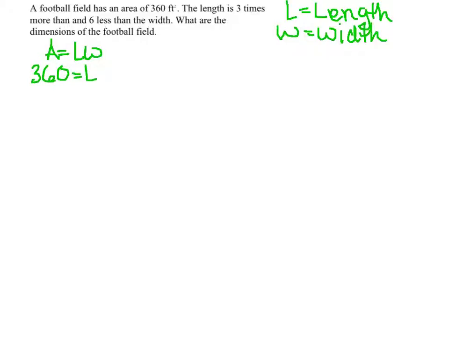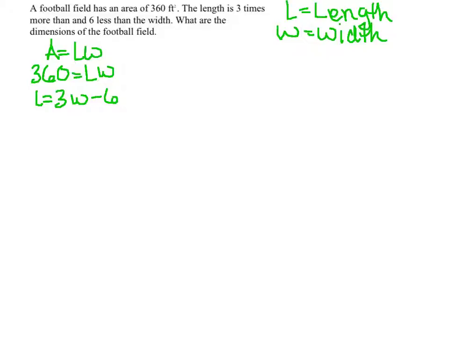equals length times width. Our second equation is going to go off of the sentence, the length is 3 times more than and 6 less than the width. So it's going to be L equals 3W minus 6. Now, since we already solved for a variable, we can replace that L in the other equation's L spot.